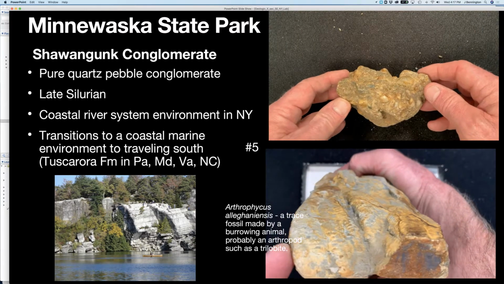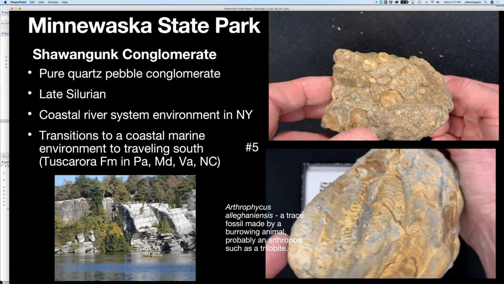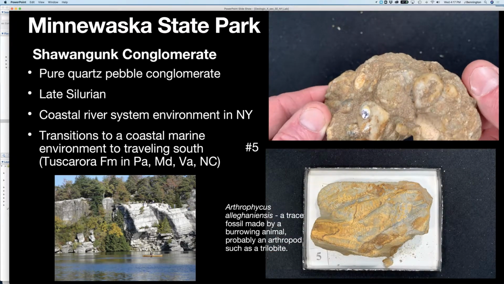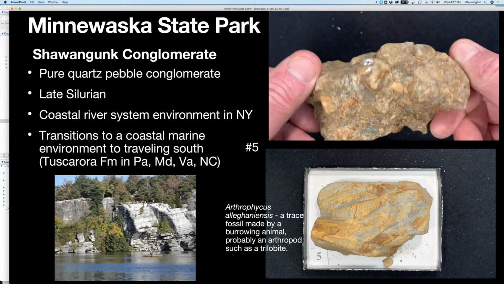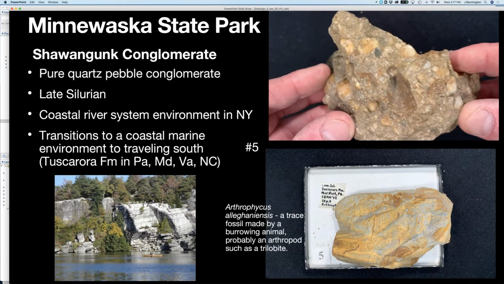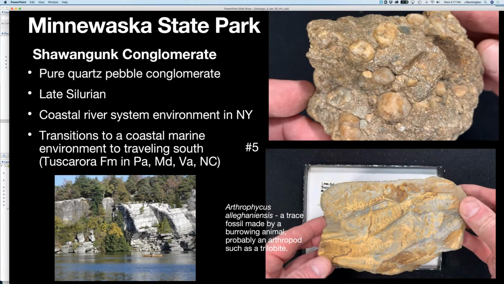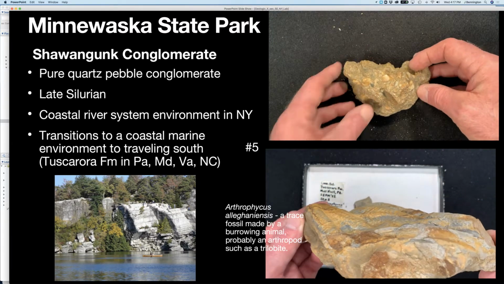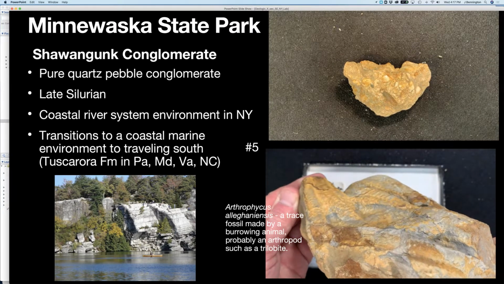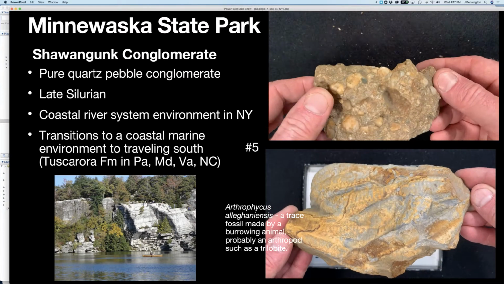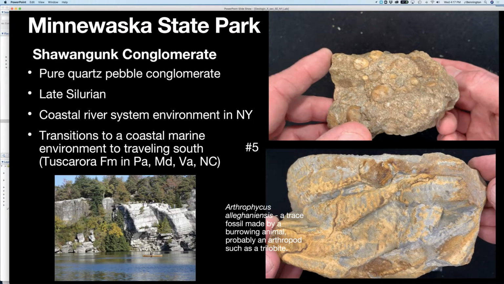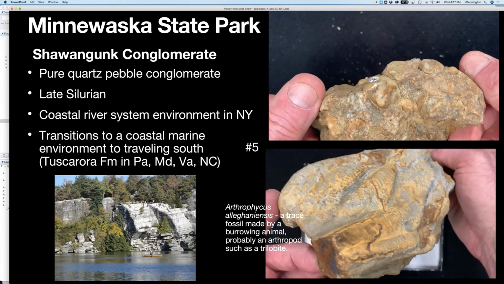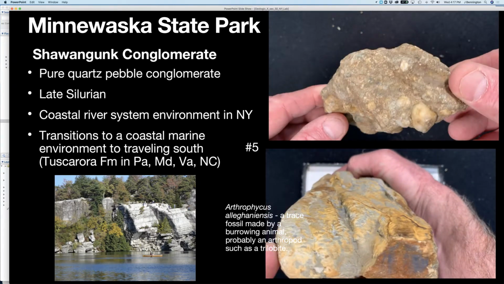Now, the environment of deposition for the Shawangunk conglomerate is interpreted to be a large coastal river system that was draining off of a well-eroded highland somewhere off to the east. And about the only minerals that survived by the time the river reached the New York area were the very erosion-resistant, very hard quartz pebbles that were deposited to form the conglomerate. There are no fossils in the Shawangunk conglomerate, no evidence of any marine influence.